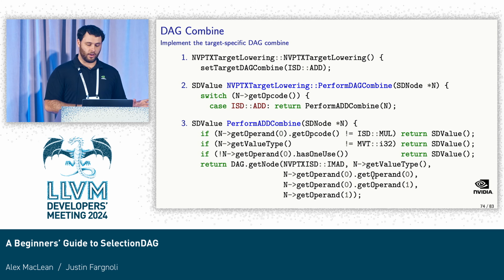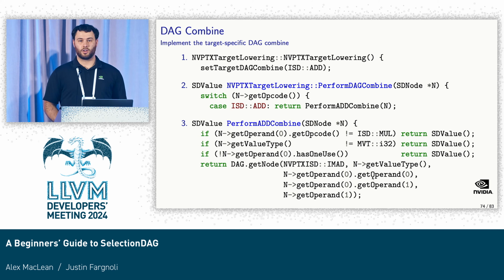In perform add combine, we first do a couple checks and then actually implement the fold. Our first check is that one of the operands is a multiply. If it isn't, it's not the pattern we're looking for and we don't want to touch it. We also check that it's of the correct type. If this is an i7 add, we don't want to generate an i7 IMAD.